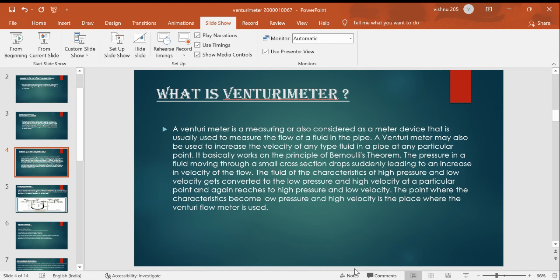So let us discuss what is venturimeter. Actually, it is a flow measurement instrument. Here, a converging section of a pipe is used to give an increase in the flow velocity and a corresponding pressure drop, from which the flow rate of the fluid is deduced based on Bernoulli's equation.